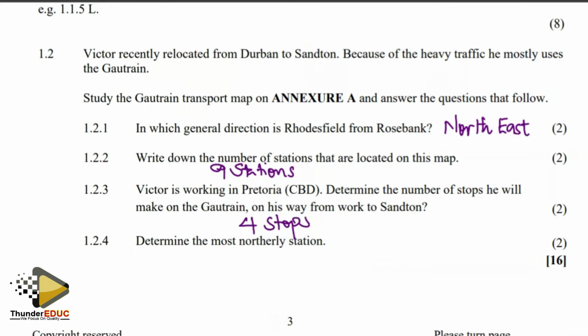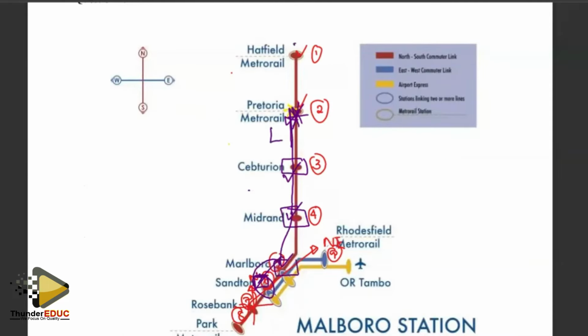Determine the most northerly station. The one on the most north side. This one here. The name is Hatfield.